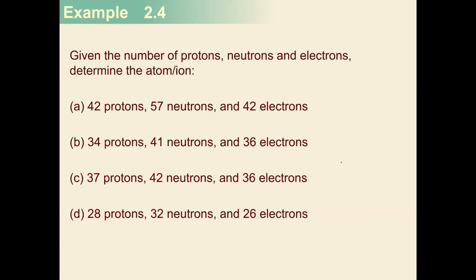Given the number of protons, neutrons, and electrons, determine the atom or ion. So let's look at example A. Notice that I have the same number of protons and electrons. This means that I have a neutral element, so I will not expect to have anything with a charge.